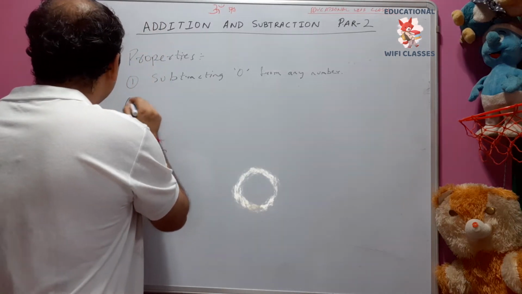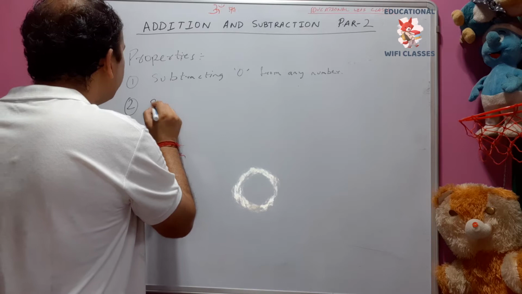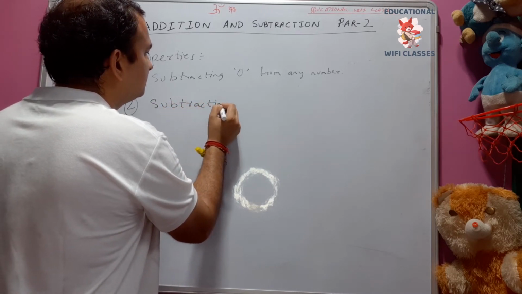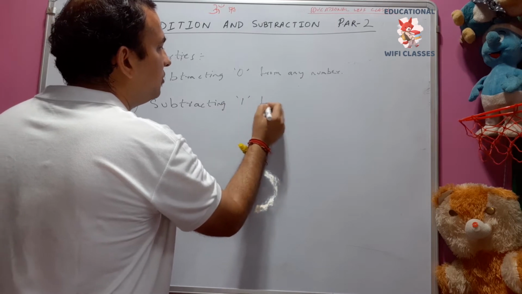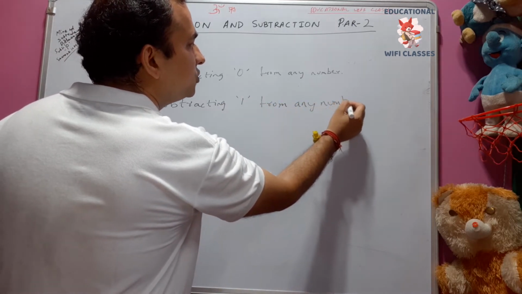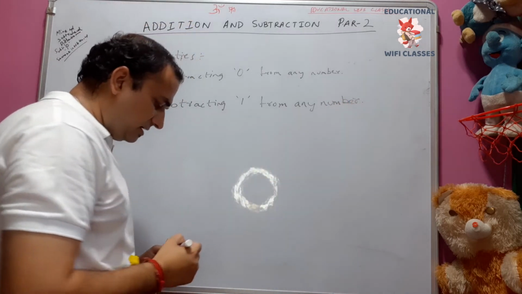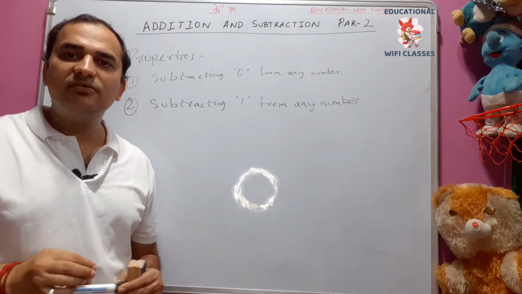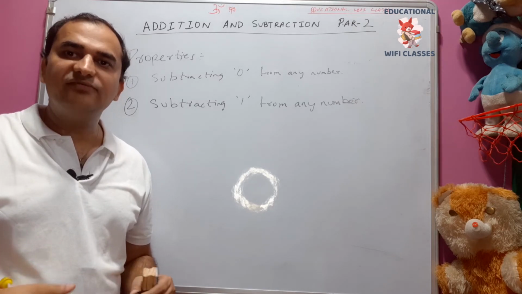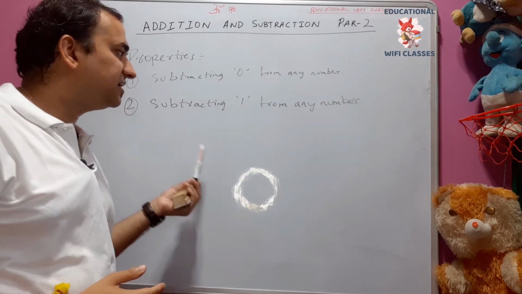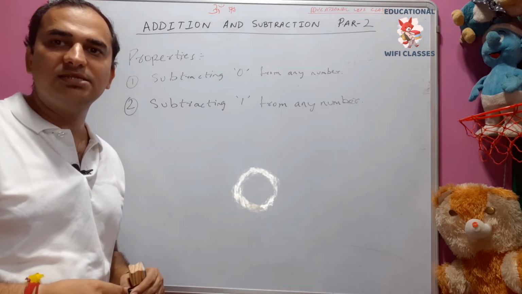The second property is subtracting 1 from any number. Whenever we are subtracting 1 from any number, what will we get? We will get the predecessor. In our previous videos we have learned about a successor and predecessor. From there we get this thing also. Subtracting 1 from any number, we get the predecessor.